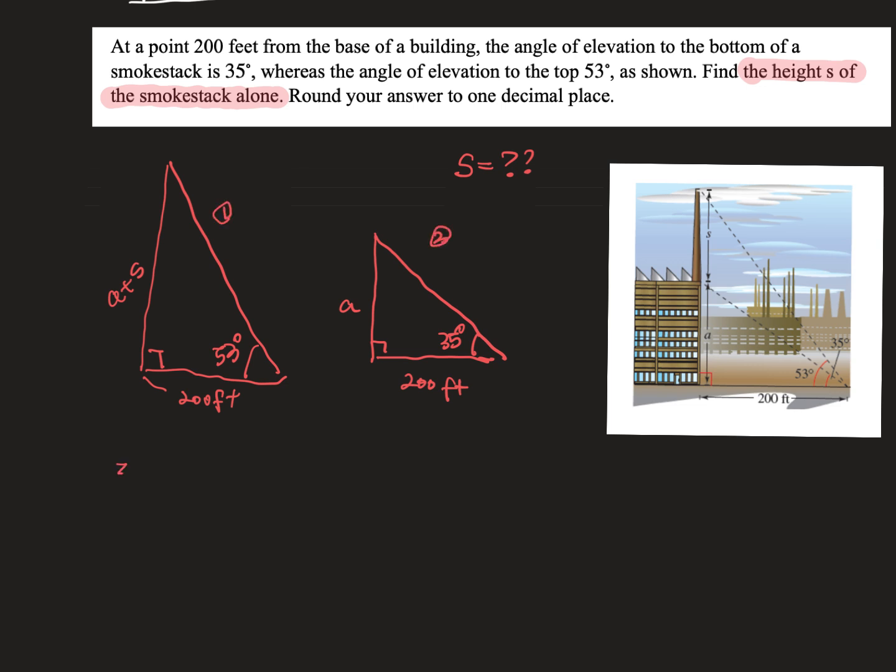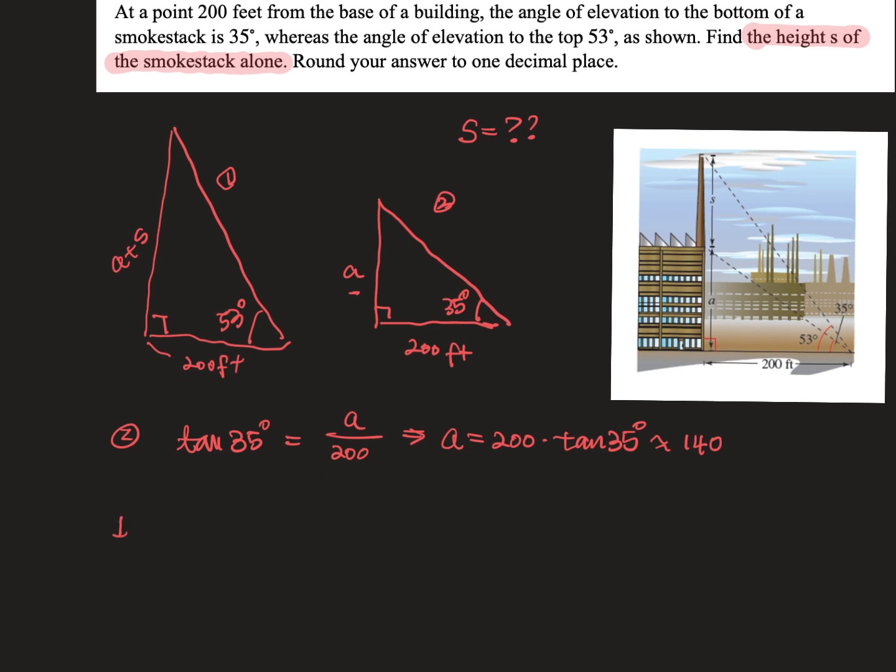Let's do number 2 because we're going to find the A value. What do you have to use? Tangent. Tangent 35 equals A over 200. So based on this, you multiply 200 on both sides. A is going to be 200 tangent 35. I found the A first. So this one is 140. I found the A. Go to number one.